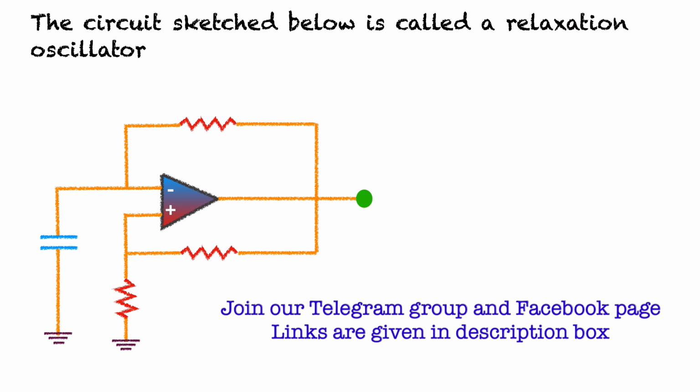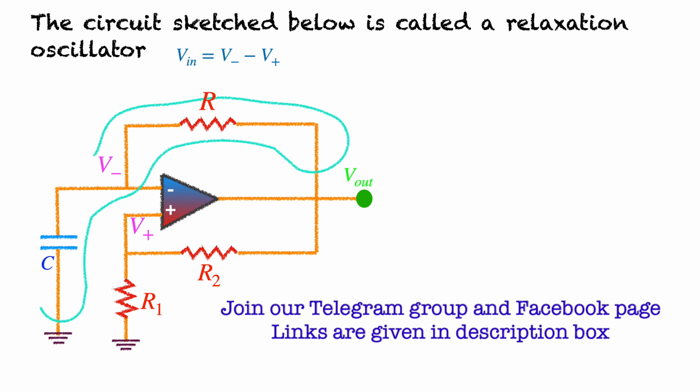So the output is given by the green dot, and the voltage at the non-inverting terminal is V plus and the voltage at the inverting terminal is V minus. The capacitor is given by C and the resistance is R, with capacitor C, and the other two resistances are R1 and R2. The voltage difference between the inverting and non-inverting terminal is given by V input.